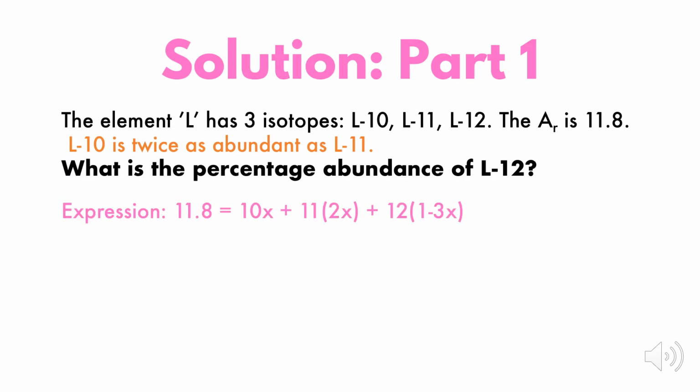This is the expression I got. You can see I've ended up with 11.8 equals 10x plus 11 times 2x plus 12 times (1 minus 3x). I've just put the masses and the abundances in there as usual. Then I solved for x.